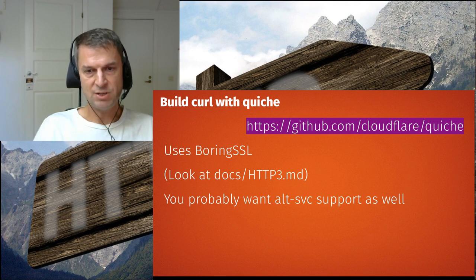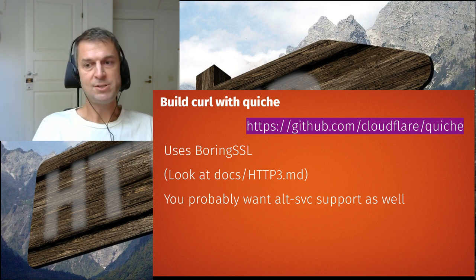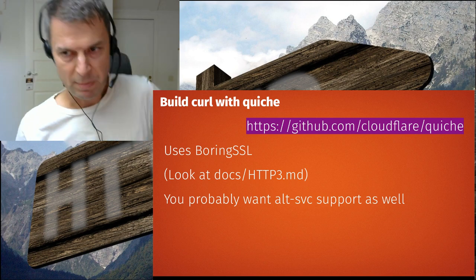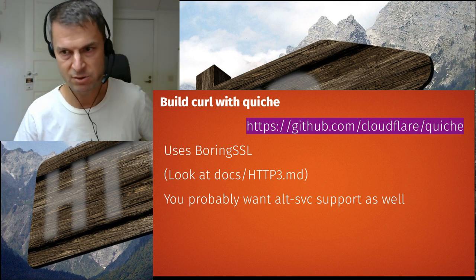You want to build that to enable it in curl, and well, you probably want to. That is also an experimental feature. Also because it's not being used very much outside of HTTP3. So HTTP3 is really the big primary use case for alt-svc, at least alt-svc with curl.